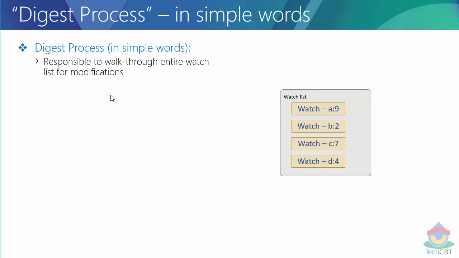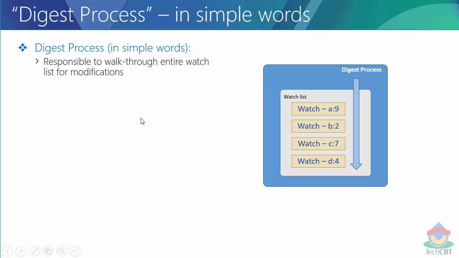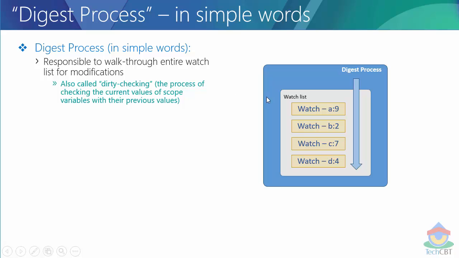So that process itself is nothing but the digest process, and the digest process is responsible for walking through the list of all the watches available inside your watch list. Its only job is to go through each and every watch available in the watch list and check whether a particular scope variable is dirty or not. Whenever I say dirty, I mean whether it has changed from the previous value to a new value. That process is usually called dirty checking, which means the digest process does a dirty check against each and every watch.